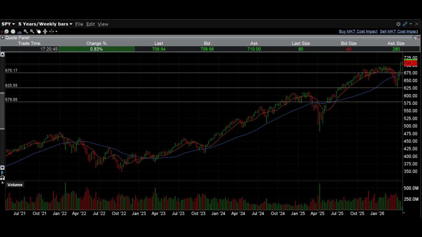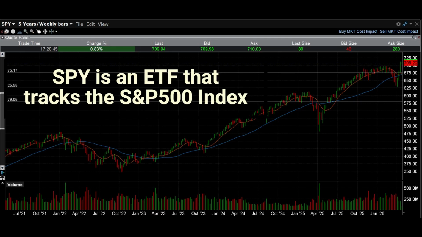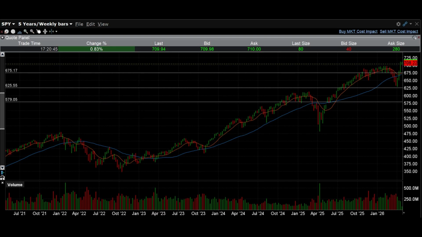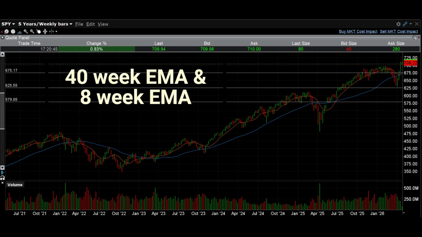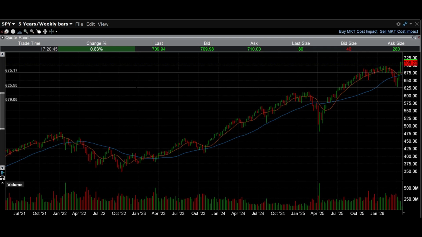In order to determine the precise buy signal, go to your trading software and load the 5-year weekly chart for the symbol SPY. SPY is an exchange traded fund which closely tracks the S&P 500 and is very liquid. Now use the built-in features from your trading software to plot the 40-week exponential moving average and the 8-week. The resulting lines you will see will be similar to what is shown on the screen. On the screen, the blue line represents the 40-week EMA, whereas the orange line represents the 8-week EMA.